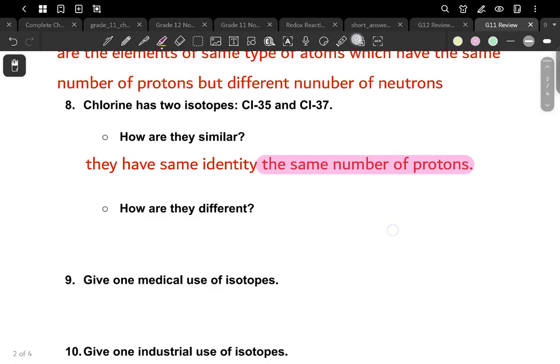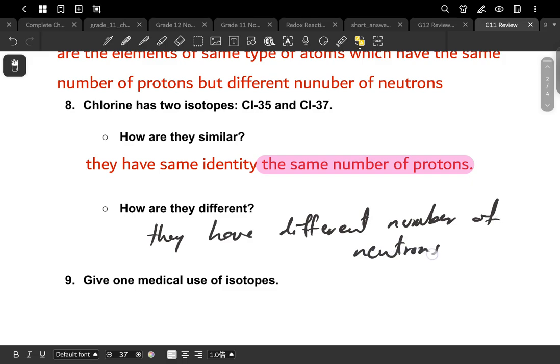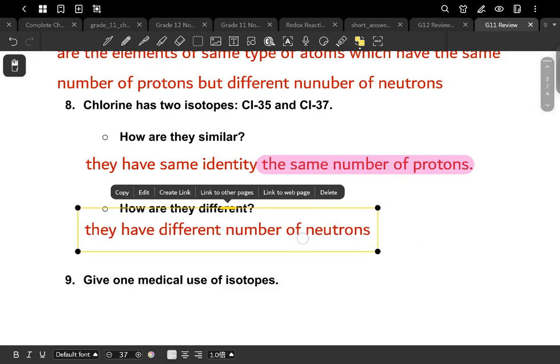And how are they different? Because they have a different number of neutrons, which makes them have different masses.